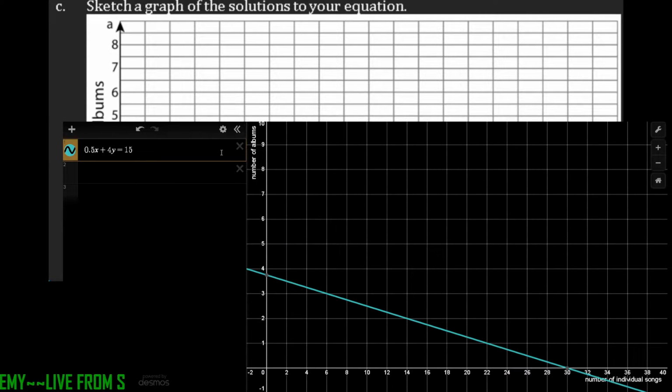And so now I can use this to plot out my points. I can look at the x-intercept and the y-intercept, where the x-intercept is (30, 0) and the y-intercept is (0, 3.75). And so now I'm going to sketch that on this graph here. So let me try graphing it out on Desmos, so that way you can see how it works.